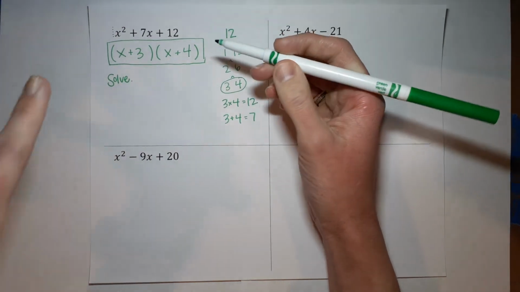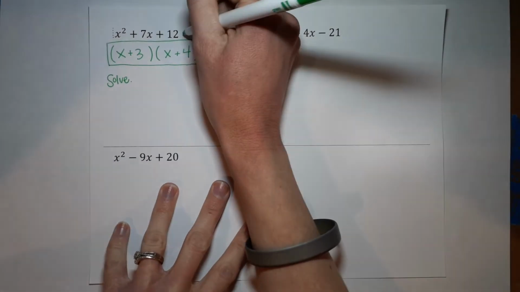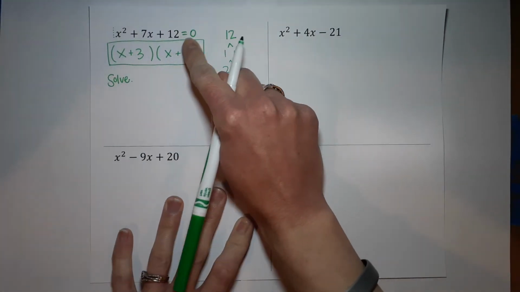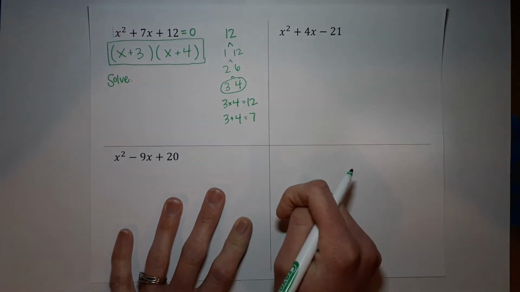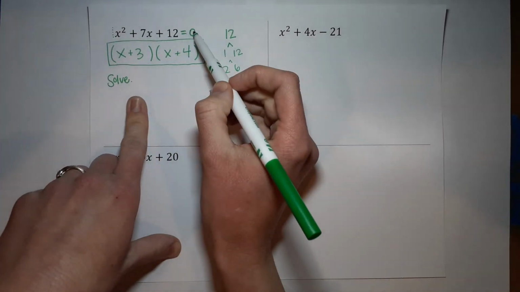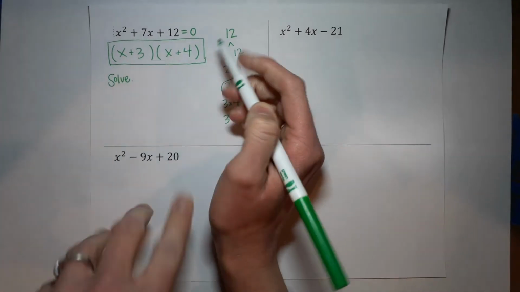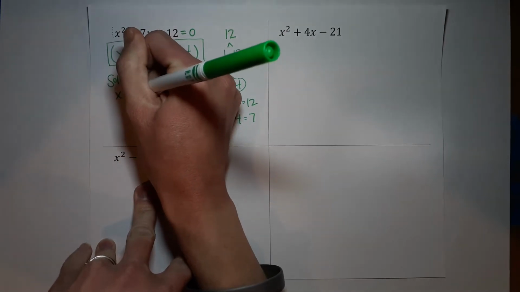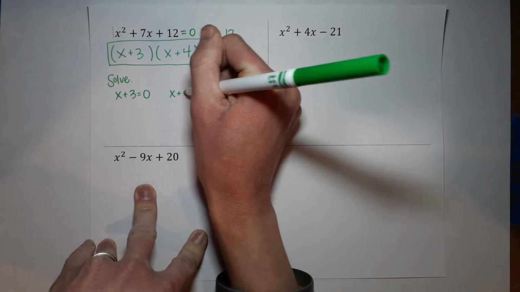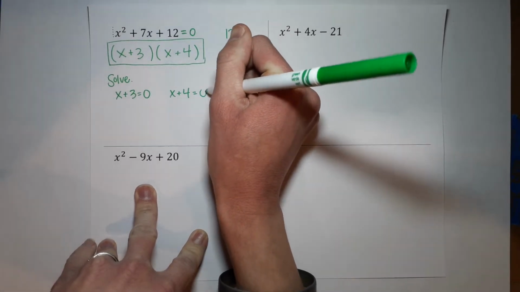okay? Remember how we said to get everything on the same side because this is really equal to 0, okay? If you're asked to solve, it'll probably have the equal to 0 there for you. So if you're asked to solve, all you need to do now, since this was equal to 0, is you set each of these equal to 0. So x plus 3 equals 0, x plus 4 equals 0.